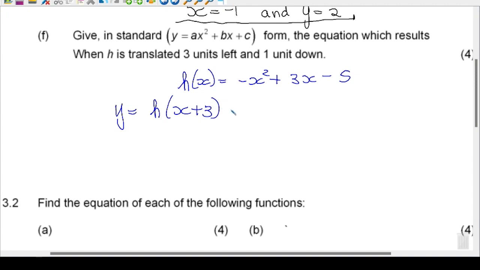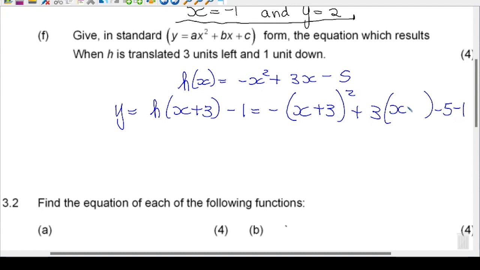and then we are going to minus 1 at the back, and the minusing 1 will drop that graph 1 unit down. But notice h of (x plus 3) means replace all the x's with x plus 3. And then there's the minus 1 at the back, and there we have it. So instead of x, we have x plus 3. And that's our answer, but they did want it in standard form, so we're going to need to multiply this out and get rid of the brackets and collect the like terms.